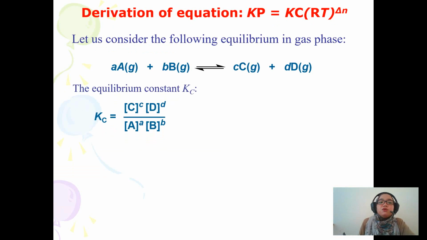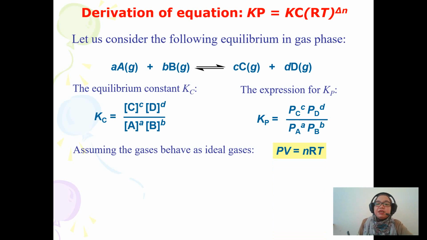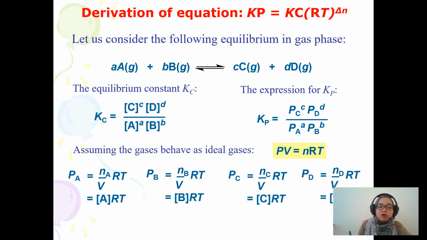So first step, we need to write the expression for both Kc and Kp. Second step, we write the expression for each of the partial pressures in Kp, and we are using the ideal gas equation PV equals nRT because we assume that all the gases behave as ideal gases. So then we can find the partial pressures for A, B, C and D using PV equals nRT, and then we know that the concentration is equal to moles over volume. So we get this here for concentration A, this for concentration B, this one for concentration C, and this one for concentration D.